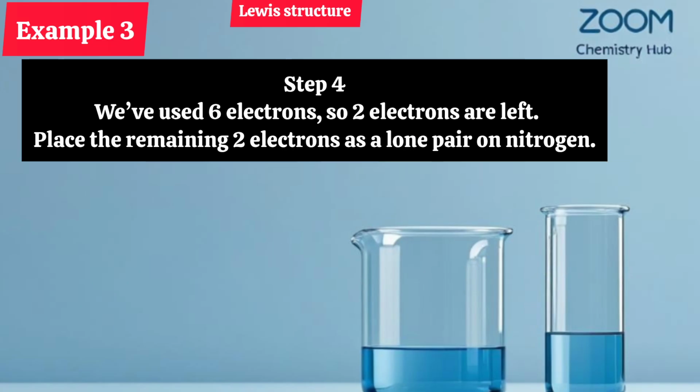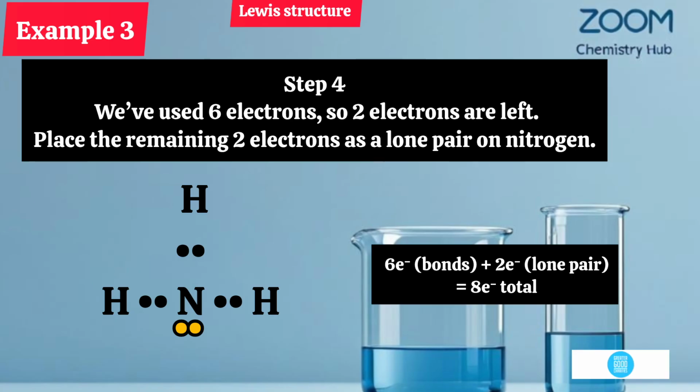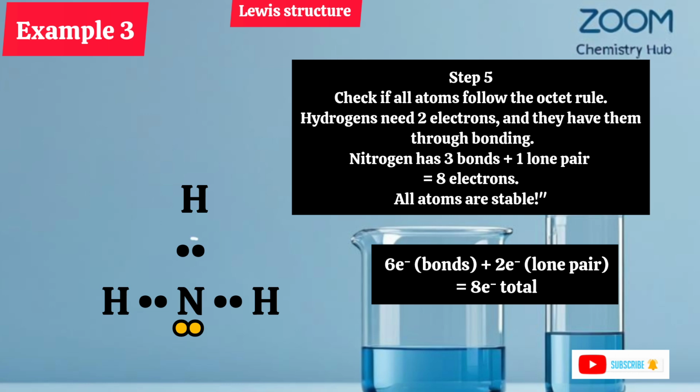In the next step we will distribute the remaining electrons. So 2 electrons are left, and we place the remaining 2 electrons as a lone pair on the nitrogen atom, because the 3 hydrogen atoms are already complete by making a single bond with the nitrogen atom. So we now complete the octet of the nitrogen atom by putting the 2 remaining electrons on the nitrogen atom. And in the last step we check the octet and duet of the hydrogen atoms.